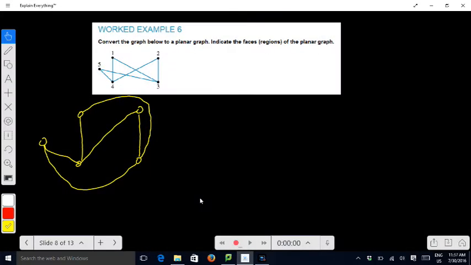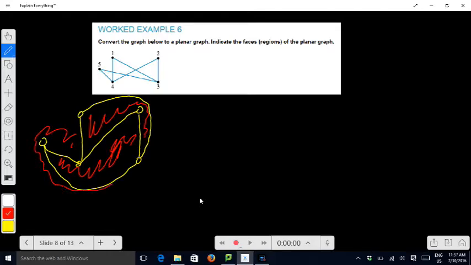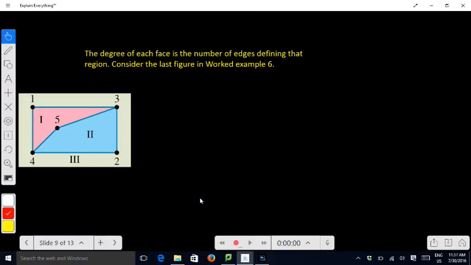And just colouring in the edges again. So the faces, well, I've got one face here. I've got one that goes in here, and then the third one would be around the outside. So the degree of each face is the number of edges defining that region. So consider the last figure in worked example 6.